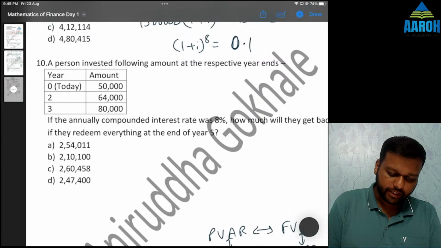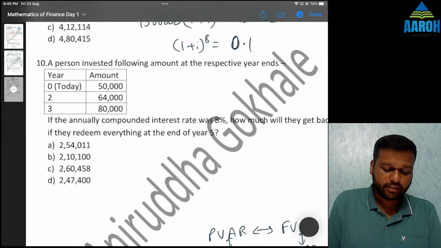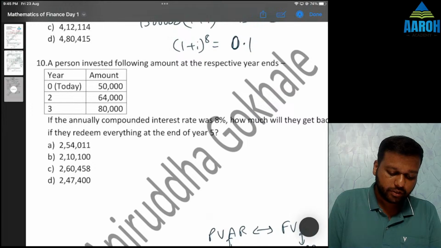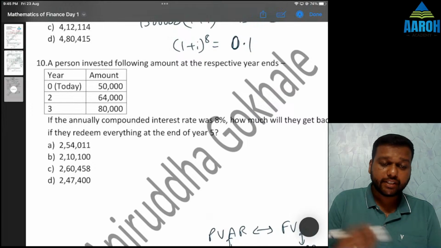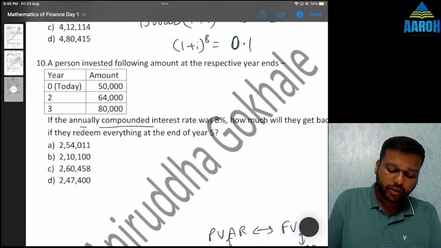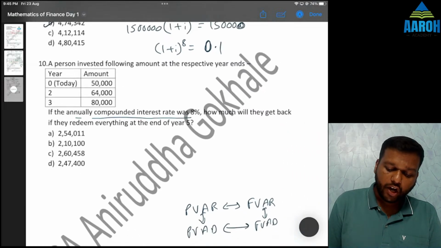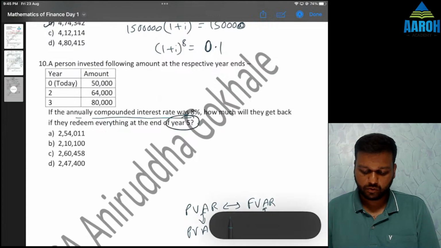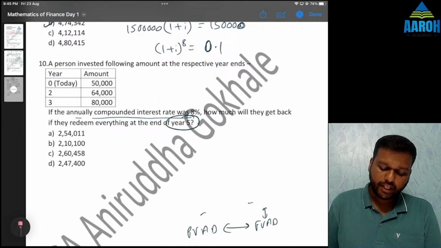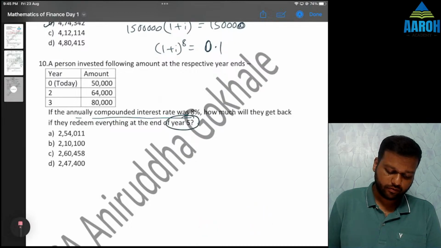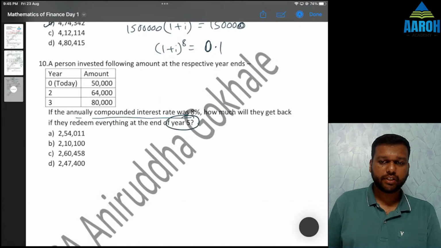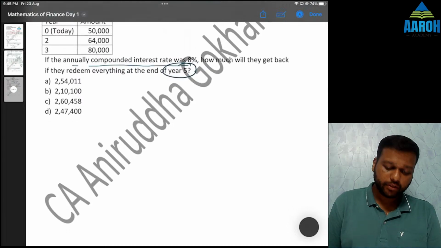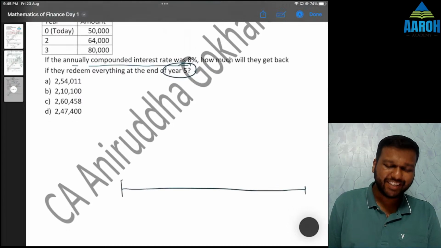A person invested the following amount at the respective year ends. Today he invested 50,000. After second year 64,000, after third year 80,000. If the annually compounded interest rate was 8%, how much will they get back if they redeem everything at the end of year 5? So there are 3 investments in this. In such types of questions, it is always good to draw a timeline in short.